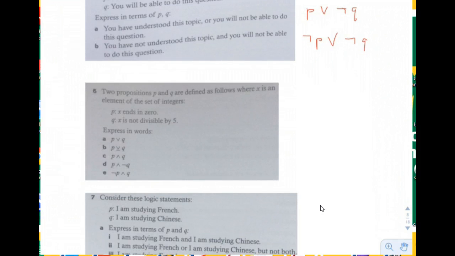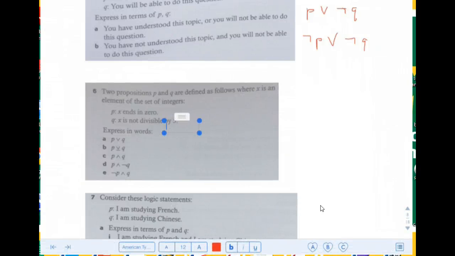6. Two propositions P and Q are defined as follows, where x is an element of the set of integers. P, x ends in 0. Q, x is not divisible by 5. So express in words. P or Q. So x is A. X ends in 0.